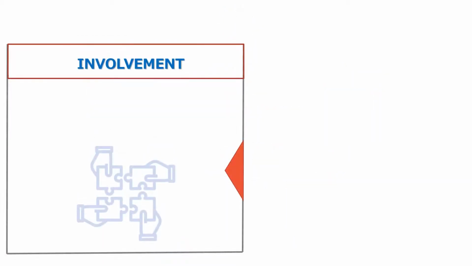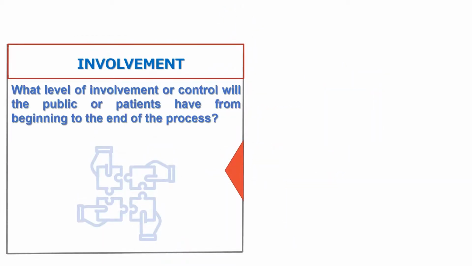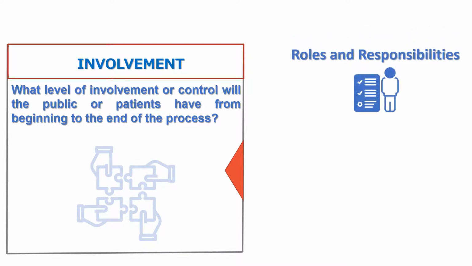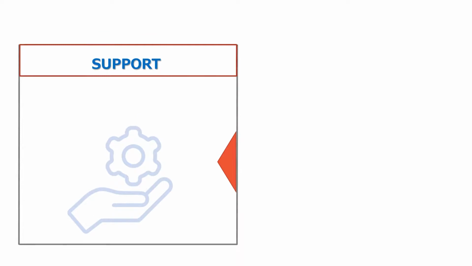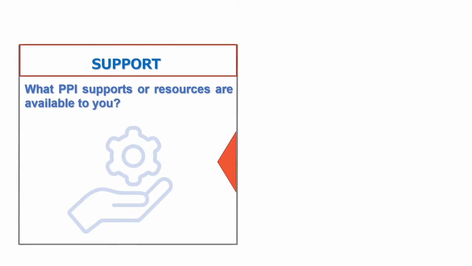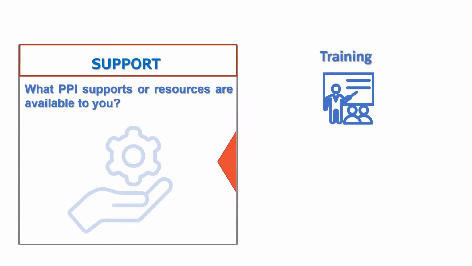What level of involvement or control will the public or patients have from beginning to the end of the process? Are the roles and responsibilities clearly defined and agreed in advance? Next is support. What PPI supports or resources are available to you at UCD? For example, in some instances, training may be required for researchers to allow for maximum benefit.